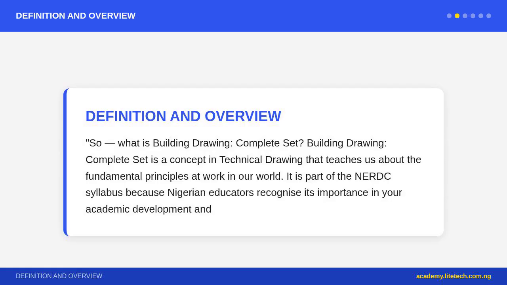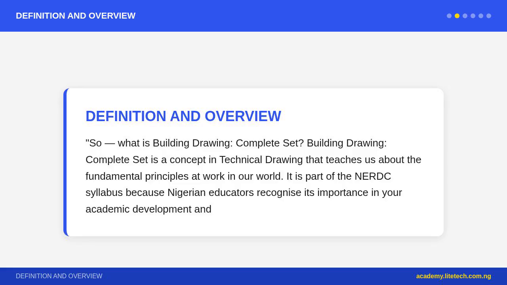So, what is building drawing, complete set? From the market of Onitsha, to the oil fields of Rivers State, to the groundnut pyramids once found in Kano, building drawing, complete set connects your classroom to the real Nigeria you live in. Now let's look at the core principles. These are what you must know for your examinations.